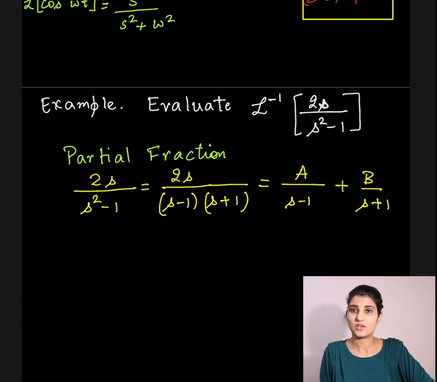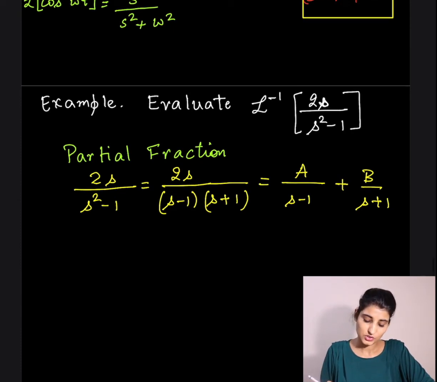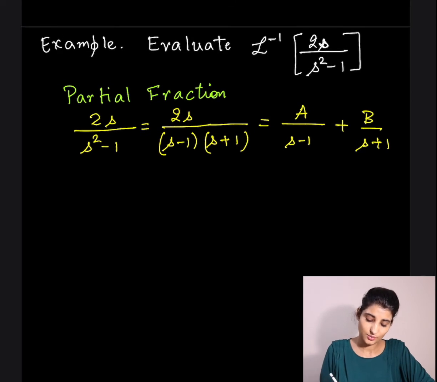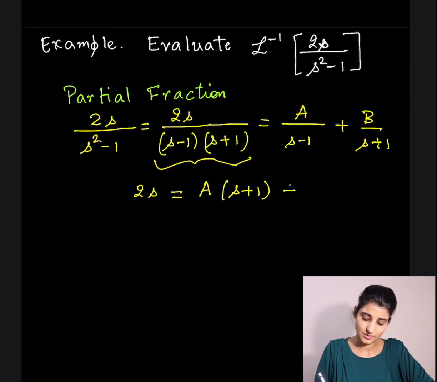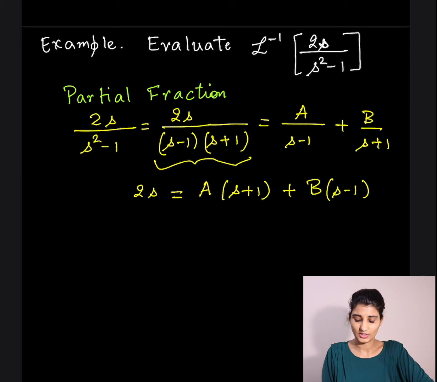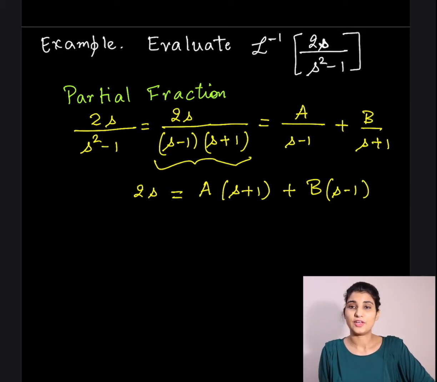Now we want to find out the values of a and b. So first step is, we multiply by the denominator s minus 1 times s plus 1, and we will get 2s equals a times s plus 1 plus b times s minus 1, since s minus 1 cancels out in the first term and s plus 1 cancels out in the second term. Okay. So now we want to find out the value of a and b.